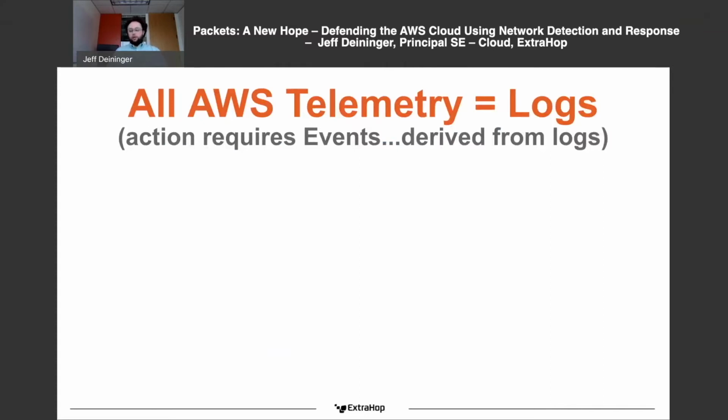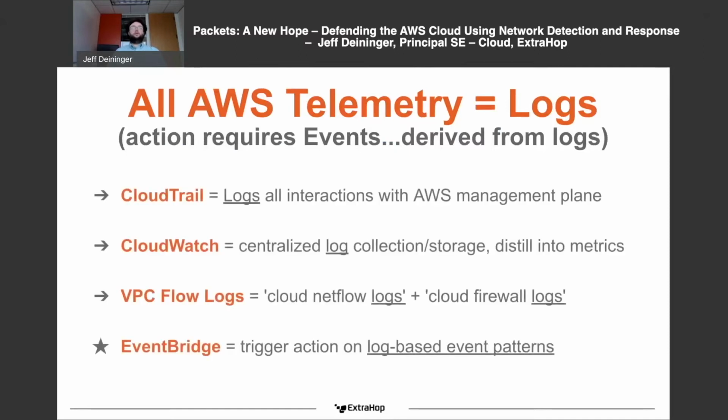And taking action on the content of those log messages requires distilling bits of the log messages to events. So if you think about CloudTrail, this is simply a log of all interactions with the AWS management plane. CloudWatch is, of course, Amazon's solution for log analytics. And VPC flow logs you can think of as really cloud NetFlow, and a combination of NetFlow records with cloud firewall logs. EventBridge, formerly known as CloudWatch Events, is what does pattern matching on contents of the logs in order to drive automation and remediation through sources like Lambda or through Security Hub, things like that.